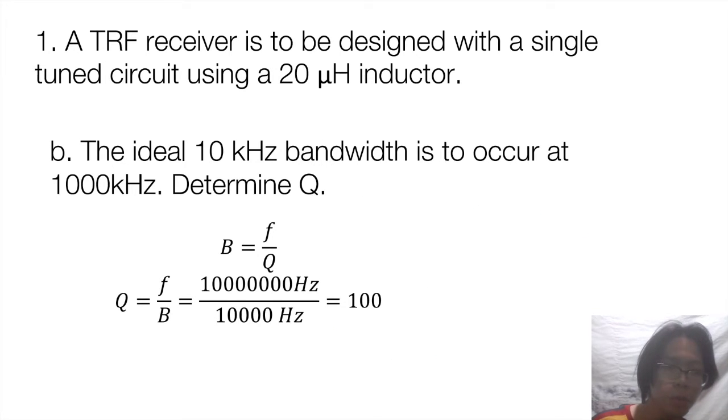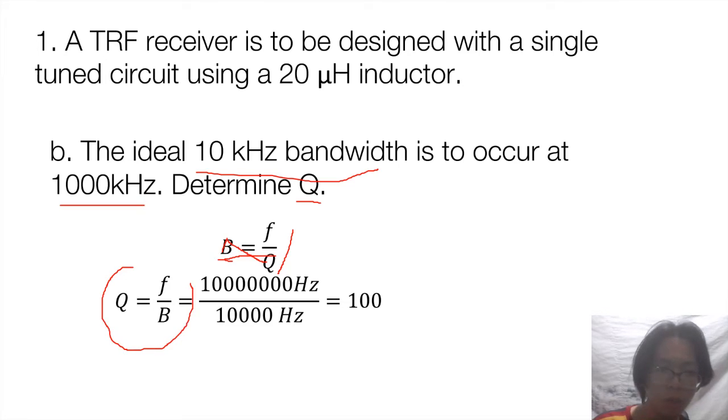For letter B, under the same question, we are asked to determine the Q, or the quality factor, given that the ideal 10 kHz bandwidth is to occur at 1000 kHz. Recall that the bandwidth is equal to frequency divided by the quality factor, and we basically cross multiply the bandwidth and the quality factor, and we end up with this equation.